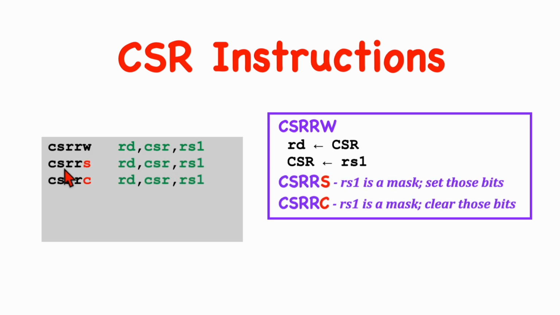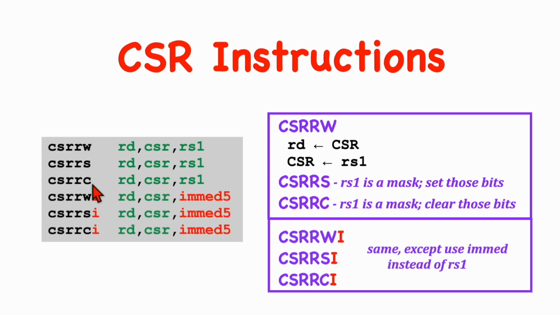Next, let's look at the CSR read and set instruction and the CSR read and clear instruction. These both copy the old value of the CSR into a destination register. The register RS1 will contain a mask, and for the read and set instruction, wherever the mask contains a 1 bit, the corresponding bit in the CSR will be set to 1. And for the read and clear instruction, wherever the mask contains a 1, the corresponding bit in the CSR will be cleared. We've also got variations on these three instructions. They have the same names, except we have an I appended for immediate.